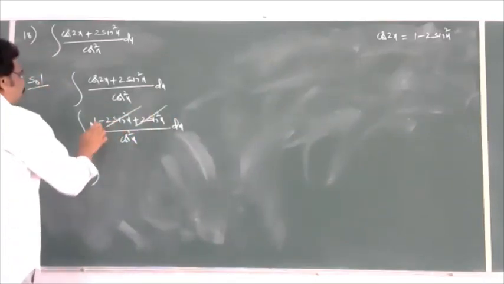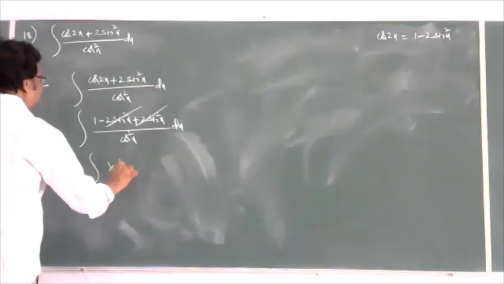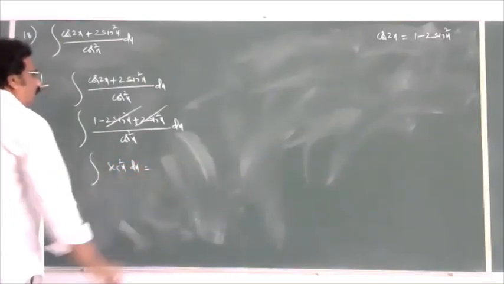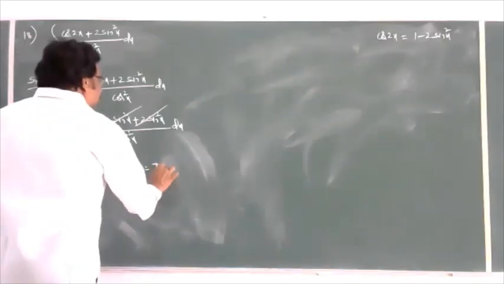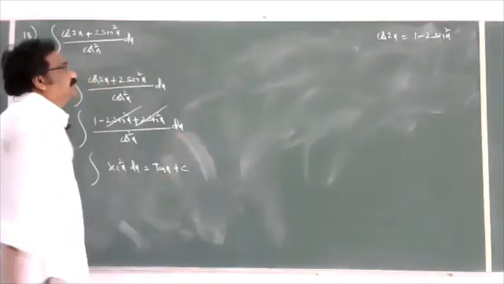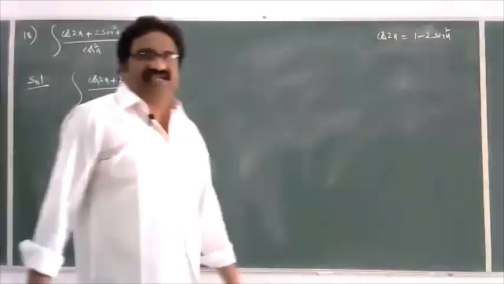Then the remaining function, 1 by cos square x, is secant square x dx. What is the integration of secant square x? Tan x. So this is tan x plus c.